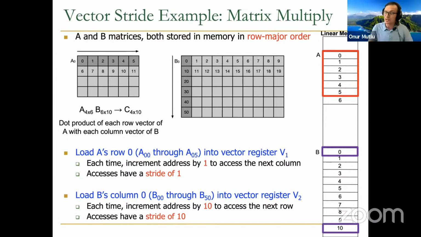Now you need to change your stride when you're loading A. When you're loading A, your stride should be 1. When you're loading B, your stride should be 10, and you need to have a change of stride in between.